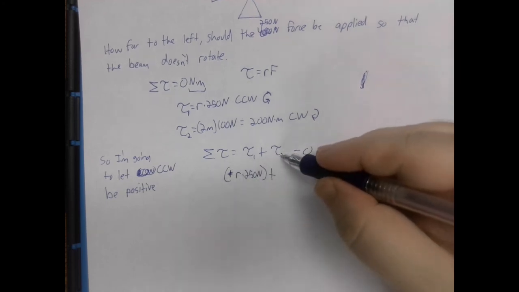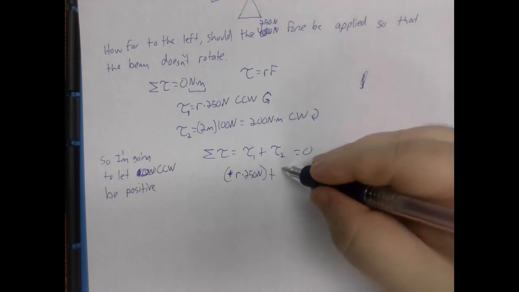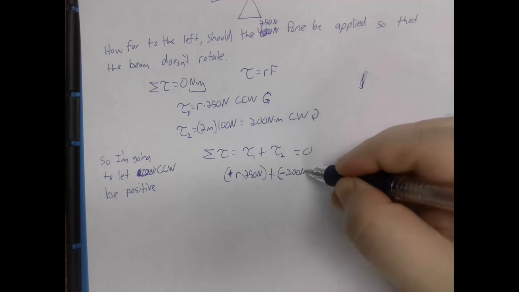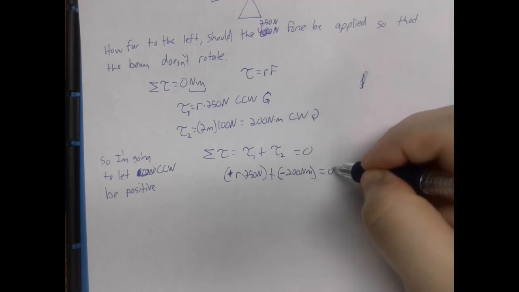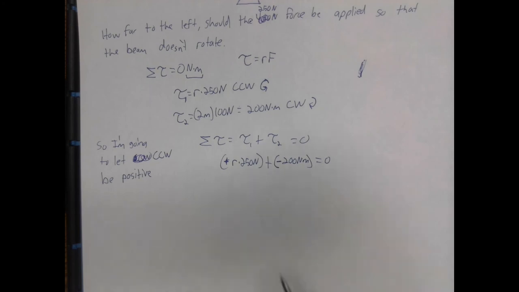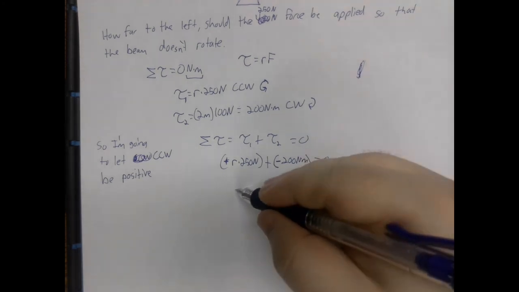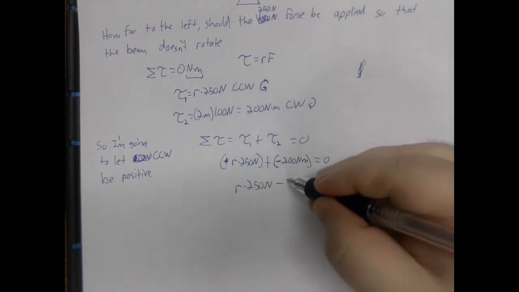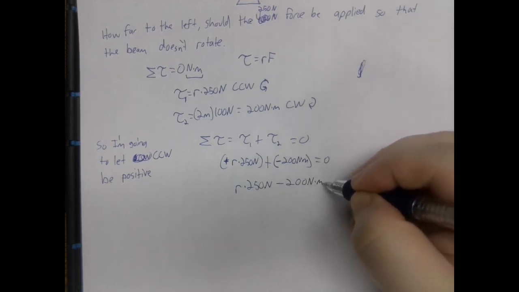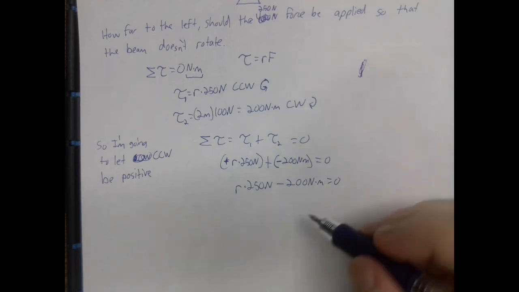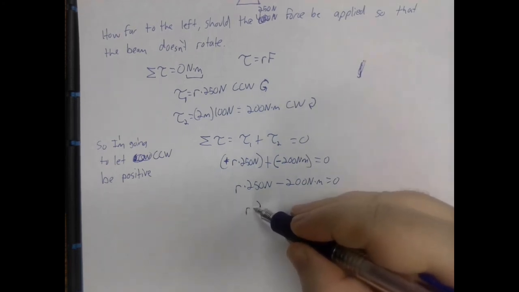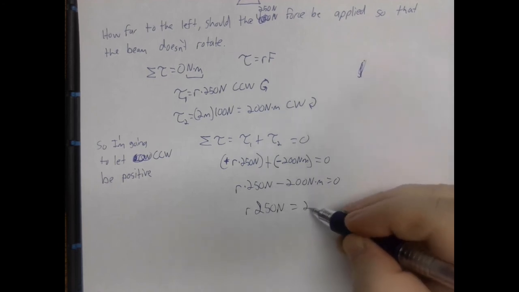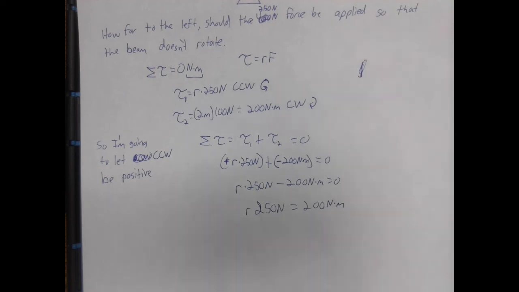And then I'm going to add this one. This is clockwise, so I'll let it be equal to negative 200 newton meters, and that'll be equal to 0. So adding these together, that is R times 250 newtons minus 200 newton meters equals 0. Moving this to the other side, R times 250 newtons equals 200 newton meters.